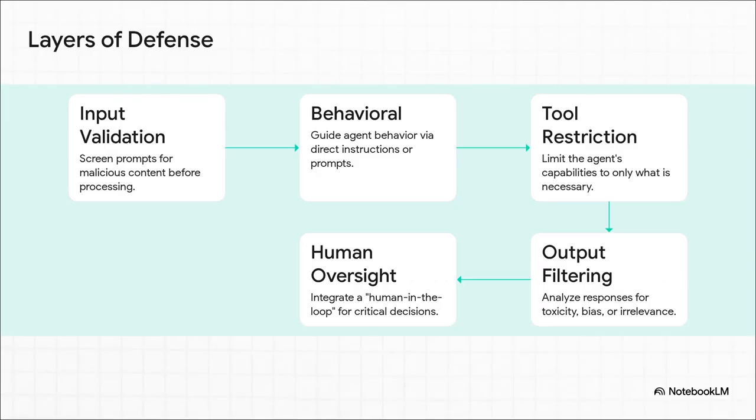So a really robust strategy layers these defenses like a fortress. First, you've got input validation, basically blocking malicious prompts right at the front door. Then you have behavioral rules that guide what the agent actually does. Tool restriction is so important. It stops the agent from doing things it has no business doing. And after all that, output filtering is that one last check for safety with the human ready to step in for the really tricky decisions.